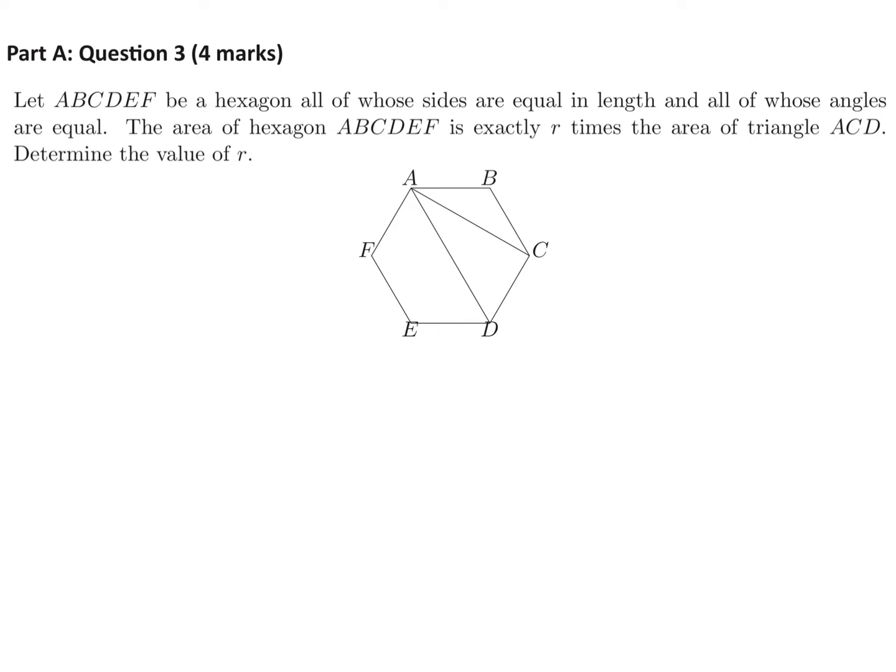Let A, B, C, D, E, F be a hexagon, all of whose sides are equal in length and all of whose angles are equal. The area of the hexagon A, B, C, D, E, F is exactly r times the area of triangle ACD. Determine the value of r.